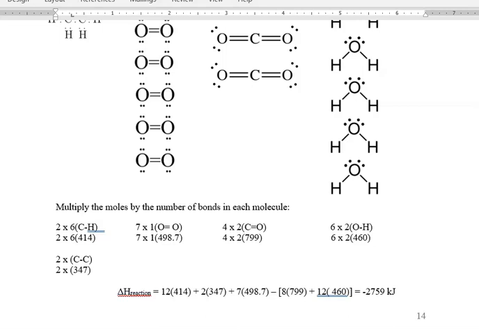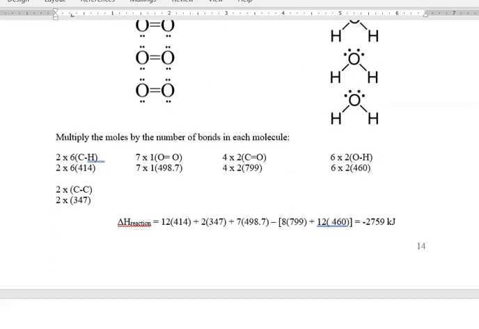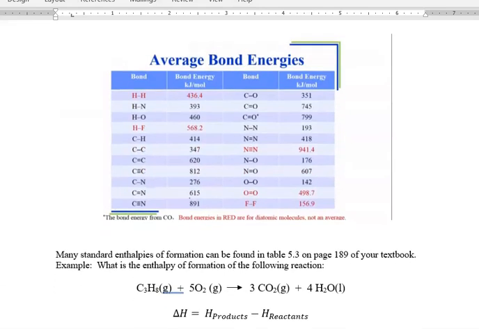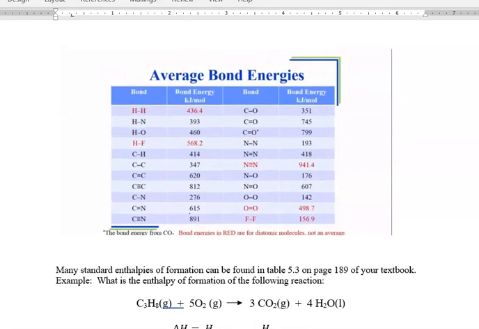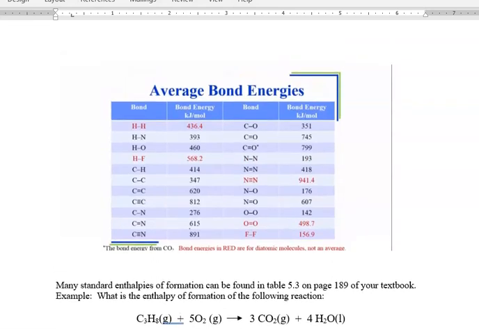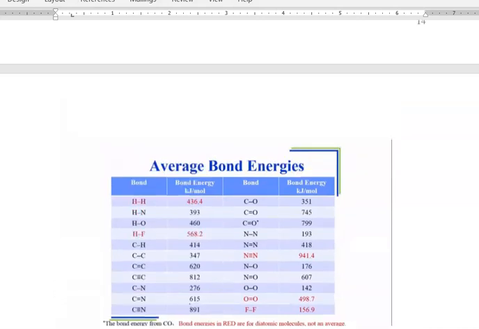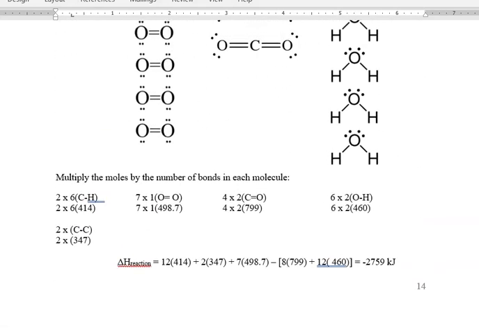Now, where do you get that? They would have to give that to you. So you do have a chart up on the Google Classroom that looks like this. It's the average bond energies. If you look over at the 6th one down on the left side, it's carbon-hydrogen, C-H, and it has a bond energy of 414. So you need 6 times 414.